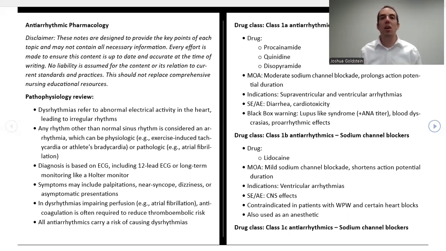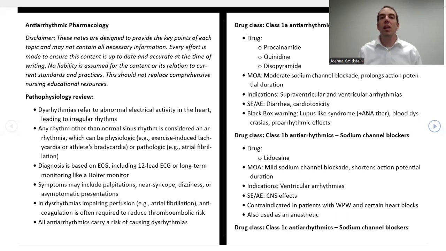I wouldn't expect at the RN level that you would have to know that exact technical definition. I think that's probably more NP or MD level. But basically, for all of these, you have to understand the sodium channel blockers block sodium channels, which slow down the conduction throughout the heart, which reduces the effects of the dysrhythmia.